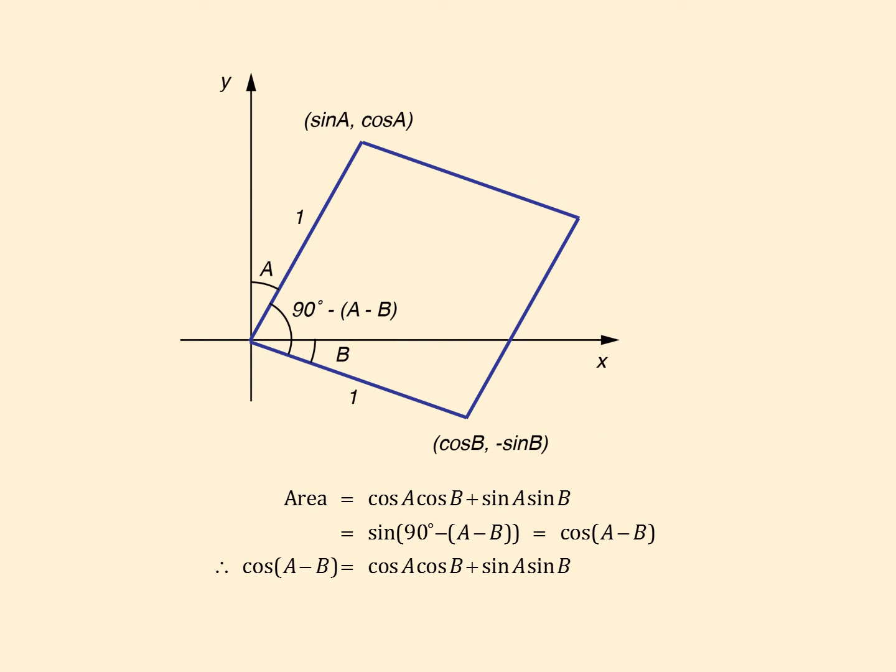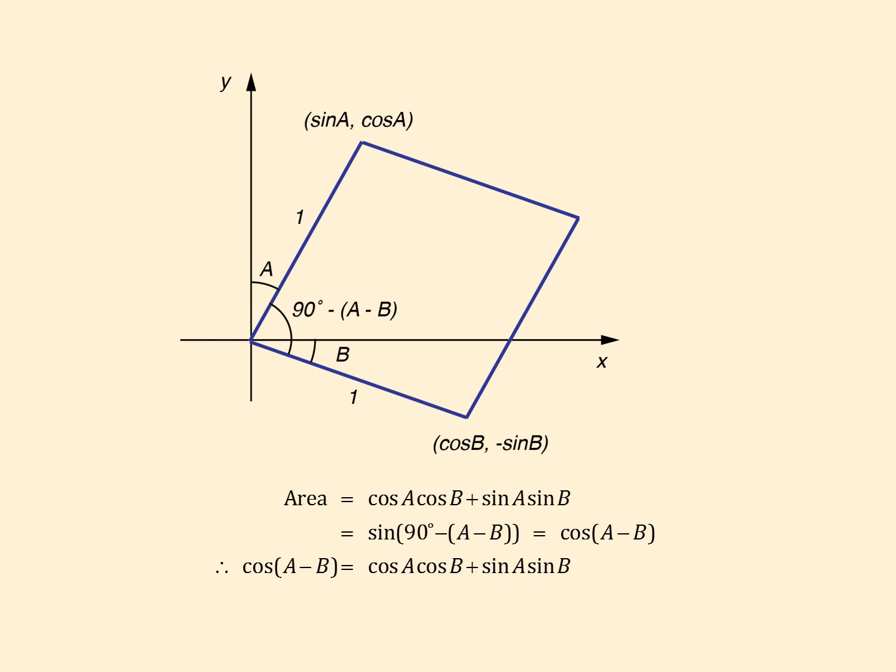And this diagram gives us a way of finding the formula for cos of A minus B. So one of the corners of the parallelogram lies at cos B, minus sine B, and the other corner at sine A, cos A. And the angle inside the parallelogram is 90 degrees take away angle A and then add angle B. And so it is 90 minus A minus B.